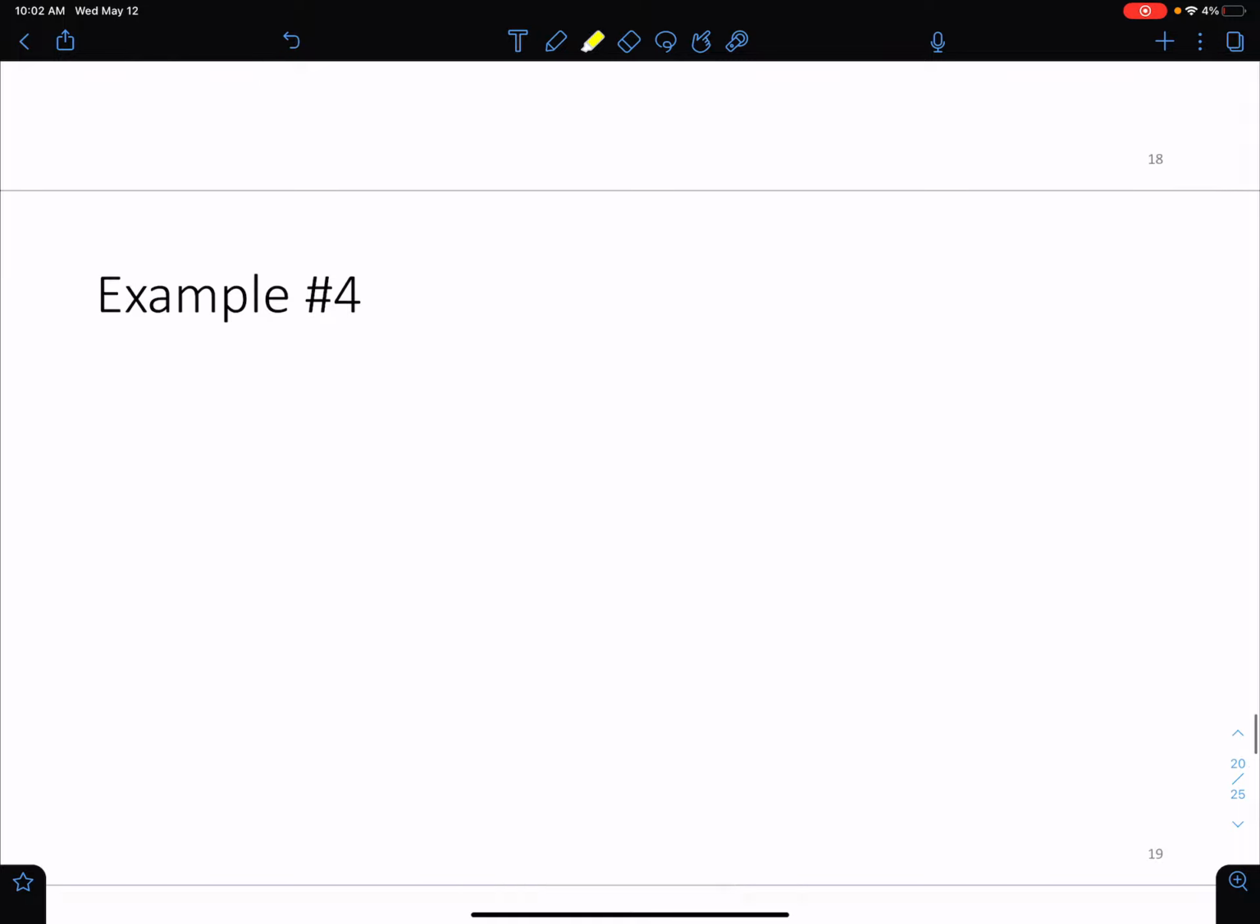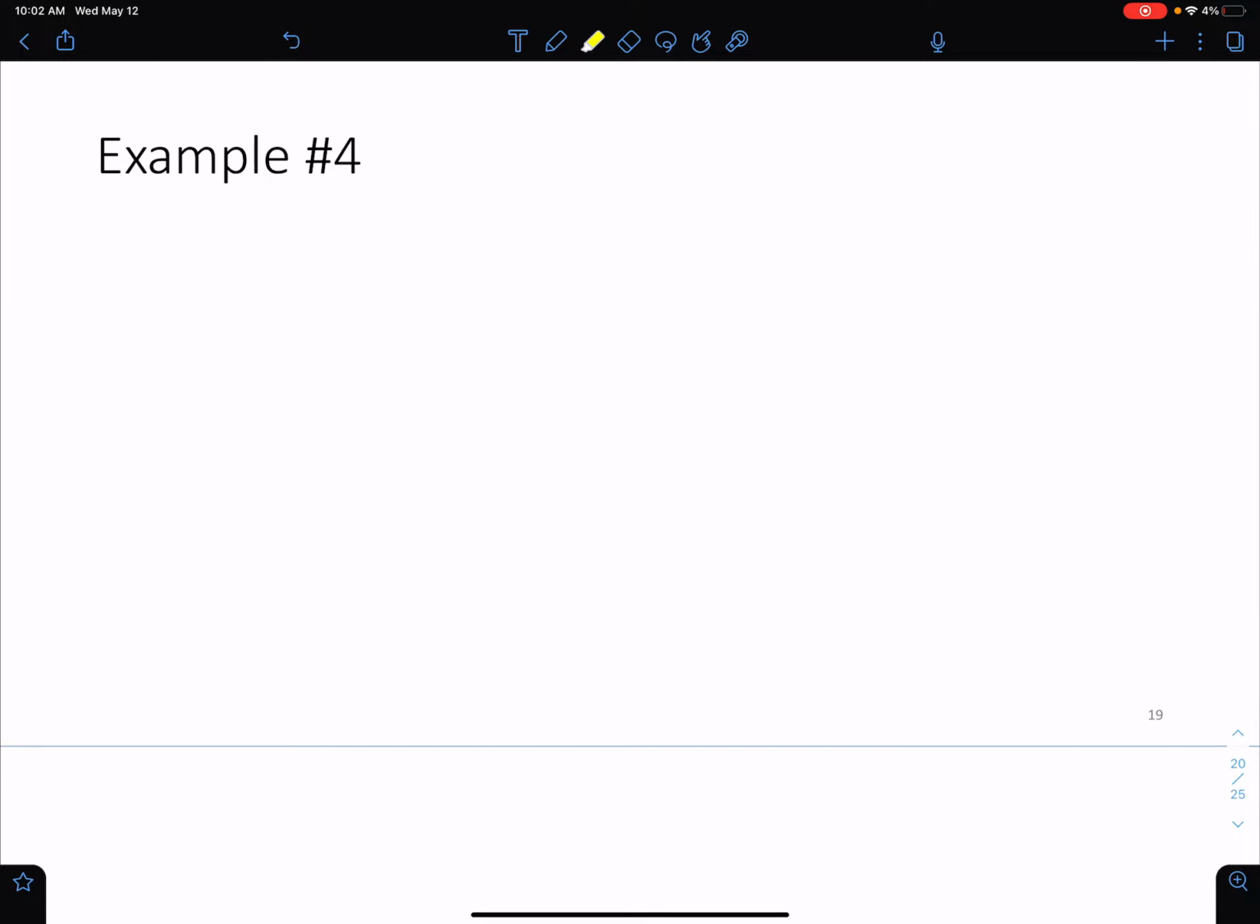All right. Let's do another example. I think we have a few more and then we're done here. So I'm going to draw a shape here.